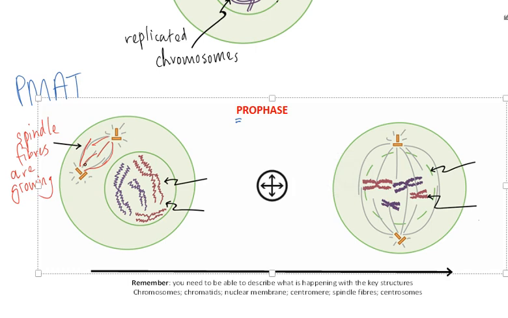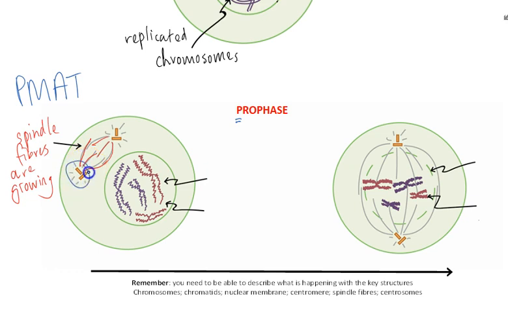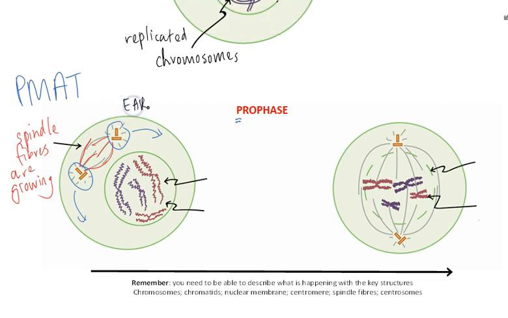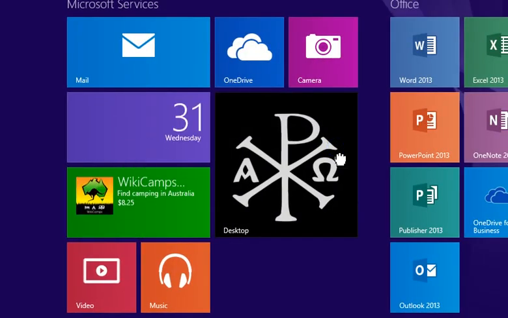And while they're growing, we actually see that the centrosomes are moving to opposite poles of the cell. They're creeping along the plasma membrane of the cell, moving to opposite ends of the cell. I should note that on the left we have early prophase, and on the right we have late prophase. You can see that in early prophase, those centrosomes are close together, like they were in interphase.